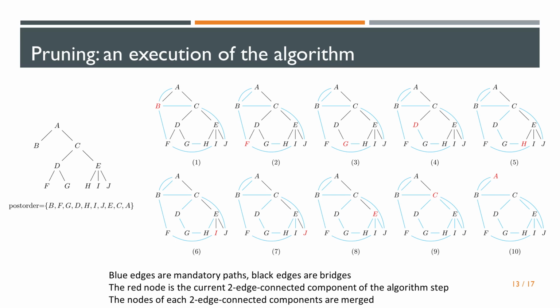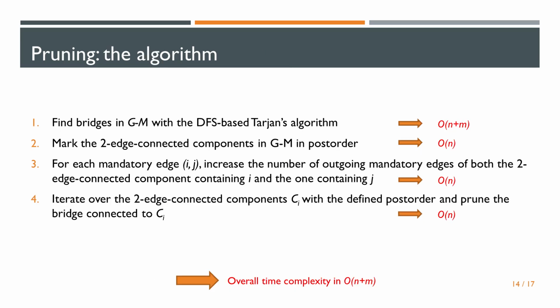And when we are at the root, the execution of the algorithm is finished. In this slide, I will give you a sketch of the algorithm. There are 4 steps. The first one is to find the bridges with the DFS-based tangents algorithm. While searching for the bridges, we have to mark the two edge connected components in post order. More precisely, the order of the component is set when it is backtracked in the DFS.